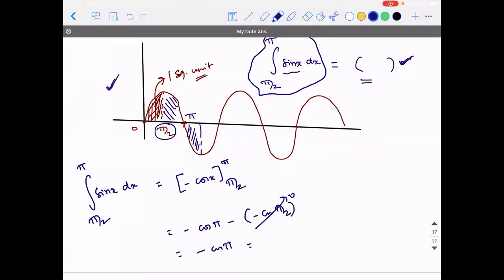So minus cos pi. Any idea how much is cos pi? Cos of 180 is minus 1. If you don't know, no problem, you learn it in trigonometry. So minus of minus 1 is going to give you plus 1. That is the answer.